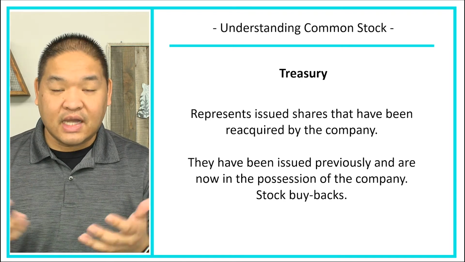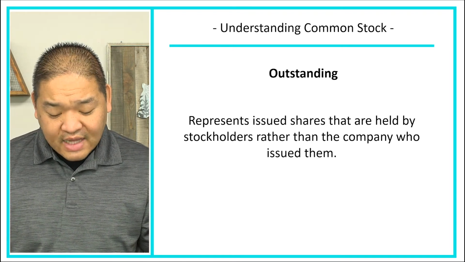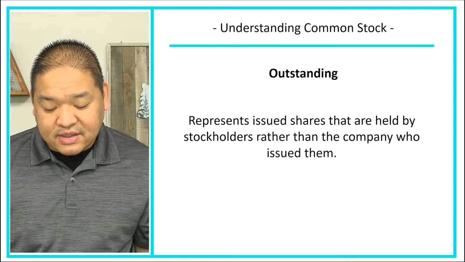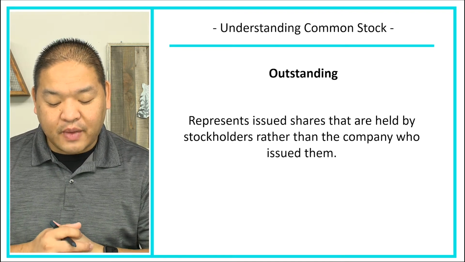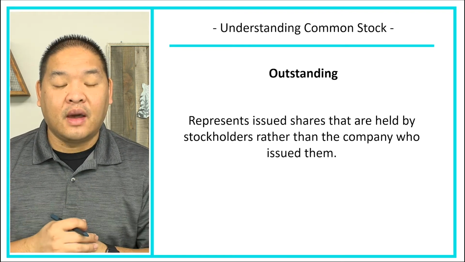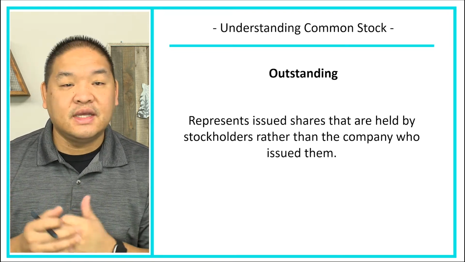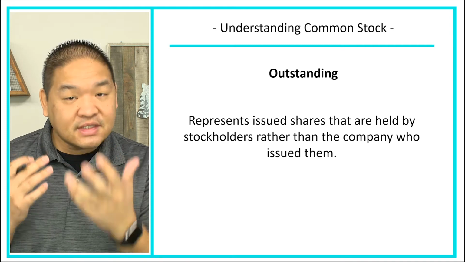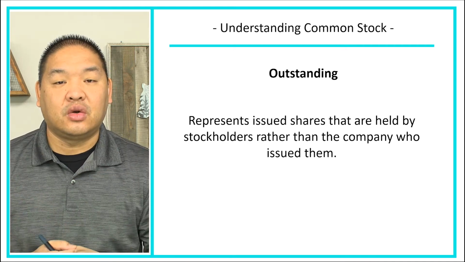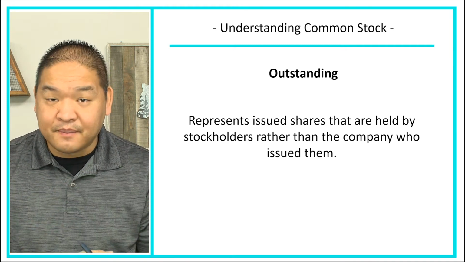by not retiring them. The last one here is outstanding. Outstanding represents issued shares that are held by stockholders rather than the company itself. This is the most common way that shares actually get into your hands. They are outstanding because you, as a shareholder, own it, not the company, okay?